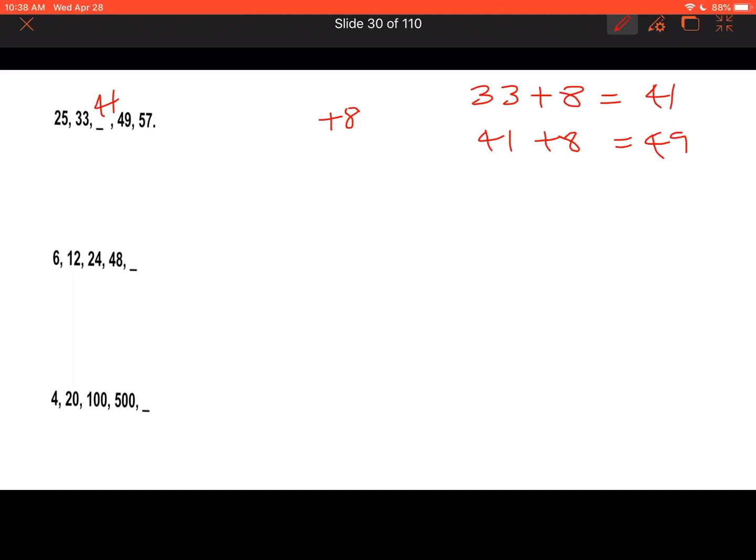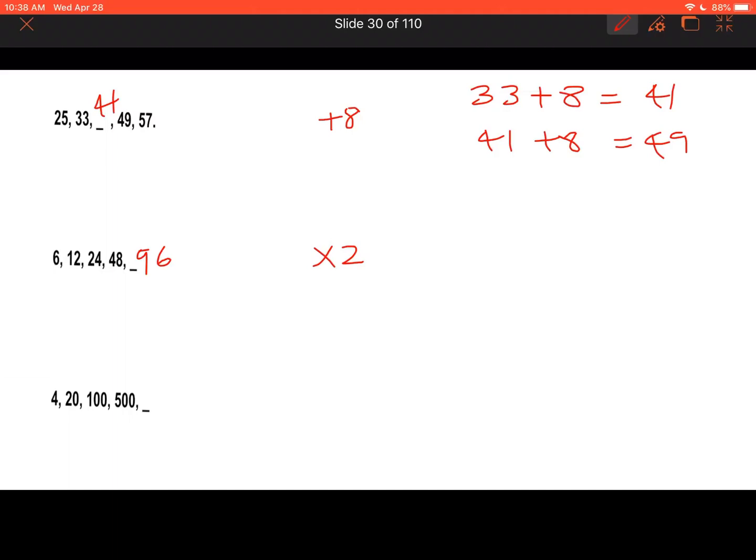Okay, 6, 12, 24, 48. I'm seeing the doubling, right? So this is going to be a multiplication as the difference. So 6 times 2 is 12, 12 times 2 is 24, 24 times 2 is 48. Yes, so 48 times 2 is going to be 96, the answer for the next term of the sequence.